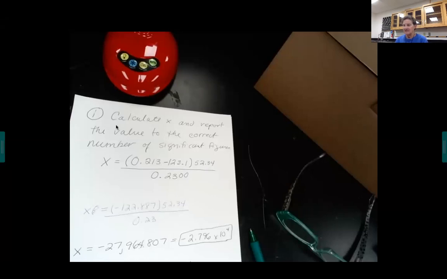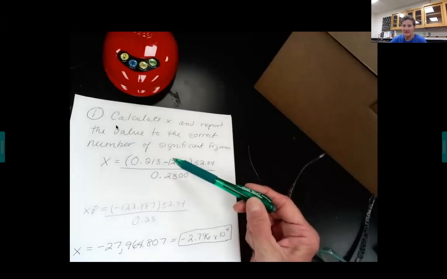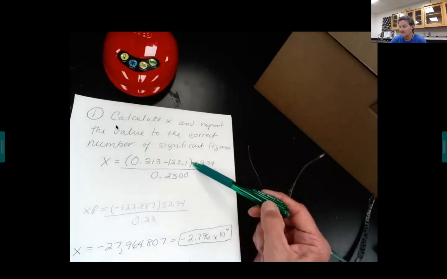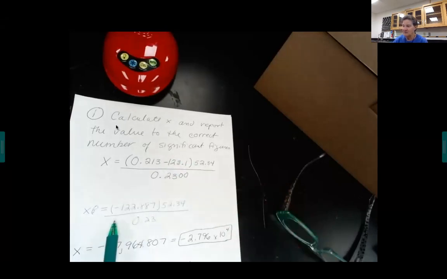Okay, so we're going to just look at this first calculation where you do several things in order to calculate x. It's easy to think about what you do when you're just dealing with two numbers, but let's look at this. It says calculate x and report the value to the correct number of significant figures. So first thing I did, because that's what I would do if I was calculating this, is do the subtraction. When I did the subtraction, I get negative 122.887.